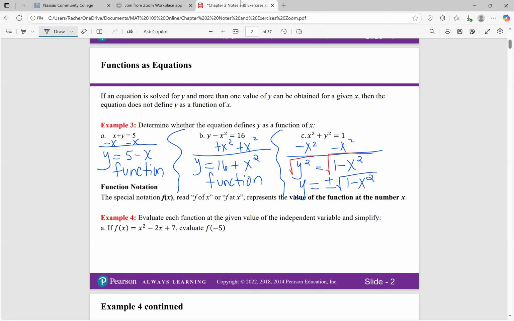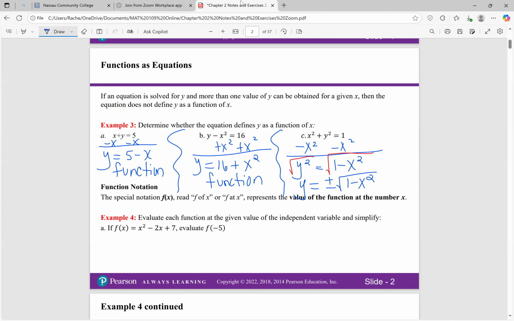So y is equal to positive or negative square root of 1 minus x squared. Now look at this case. If I plug in a value for x, let's say 0, I'm going to get 1 minus 0, which is 1. Square root of 1 is 1. But I have positive and negative 1 as my output. So now I'm getting two outputs for y.